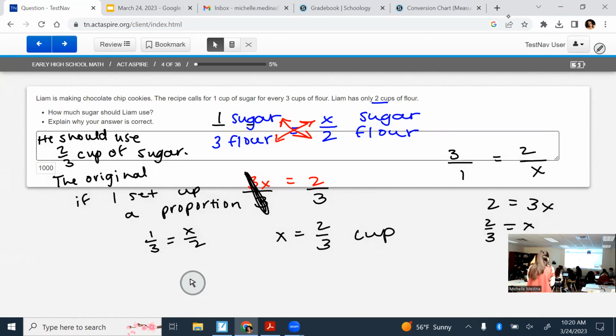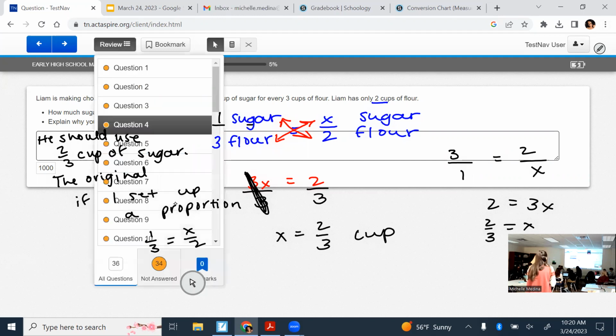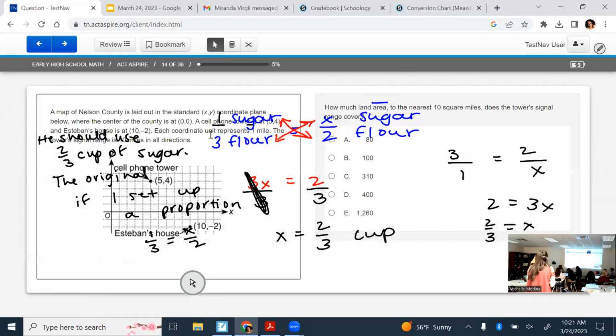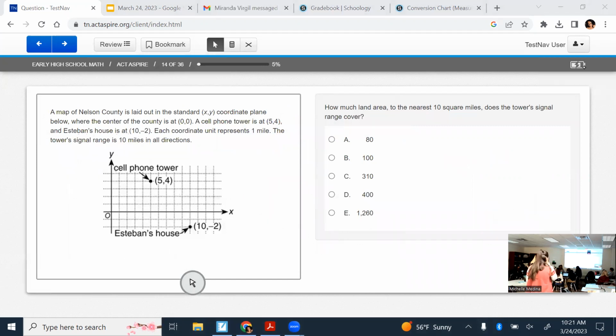What? The towers. This one or the one where you have to make the equation? Because there's a few that are like this. Good one? Yeah. Okay, so here's 14.